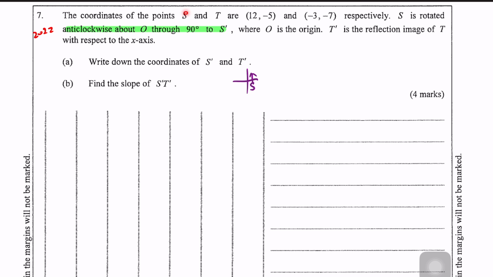In the 2022 paper, we have points S and T, then S is rotated anti-clockwise 90 degrees, and T dot is the reflection image with respect to the x-axis. So my students, you have the ability to do it. Please try yourself, very easy.